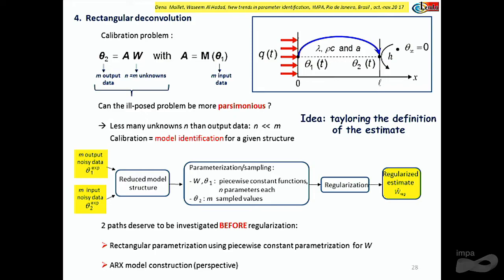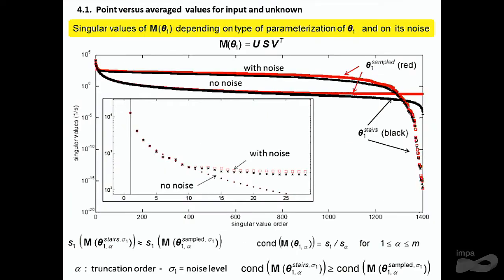You can have another structure, for example, ARX models also give you the same type of reduced model. And if we have parameterized these two functions, a piecewise constant function of n parameters and the original sample values for the output, we have regularization, and then we get the estimate.